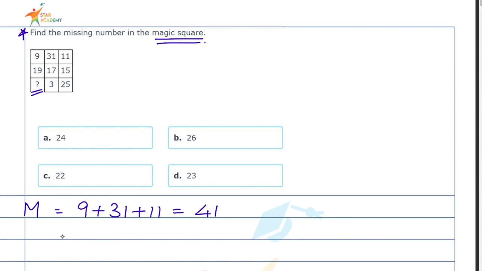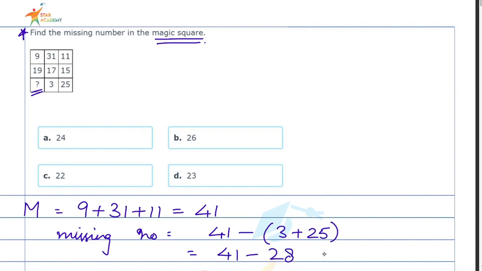So to find the last missing number, so the missing number, that is actually equal to 41 minus the sum of all the numbers which are already given. So this is equal to 41 minus 28. So this is equal to 23. So here 23 is the right answer.